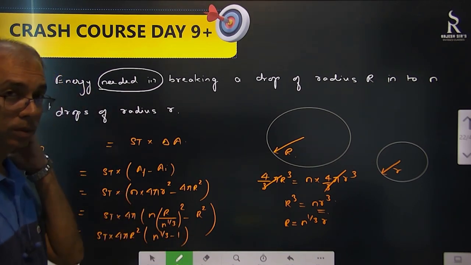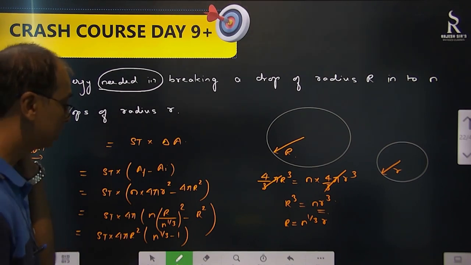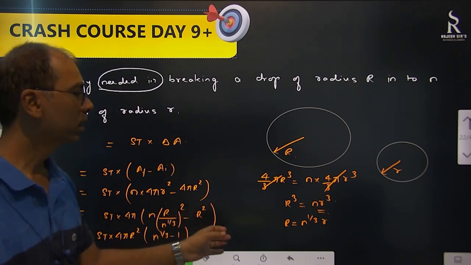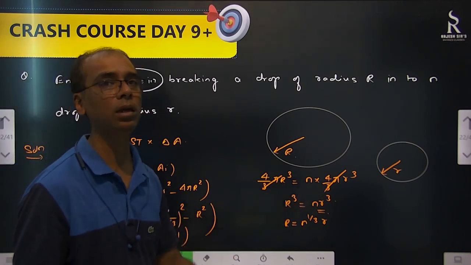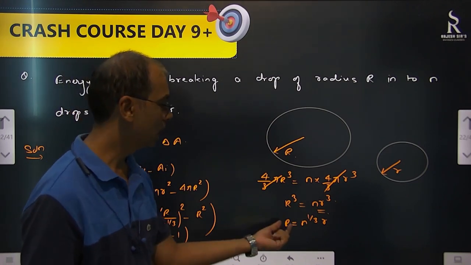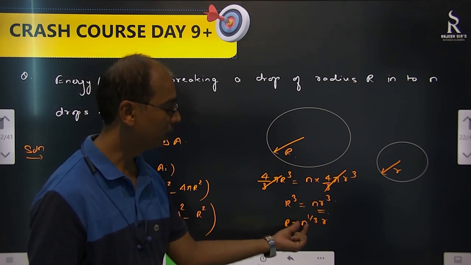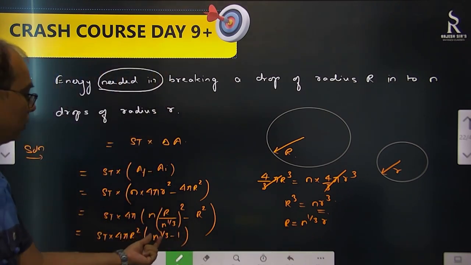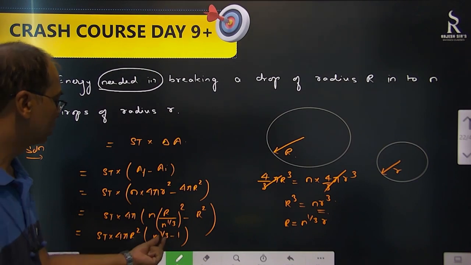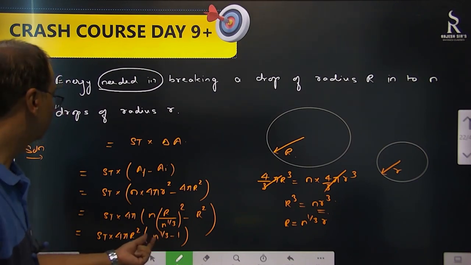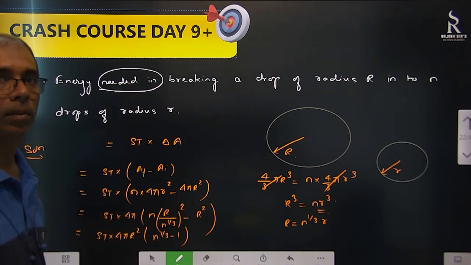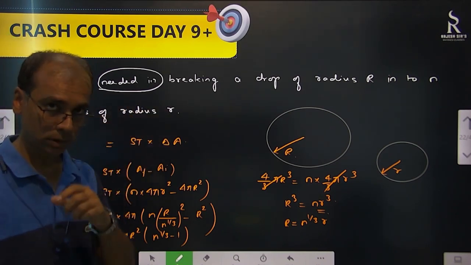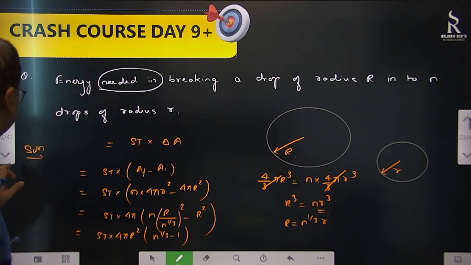So this much energy is required. Clear? This much energy is required to break it into n small drops. When you are converting into n small drops, you are increasing the area. See, R has become n to the power 1 by 3 r. If n is 2 also, 2 to the power 1 by 3 minus 1 is positive. So that means energy is required. Energy needed in breaking the drop. Okay, fine. Then what?